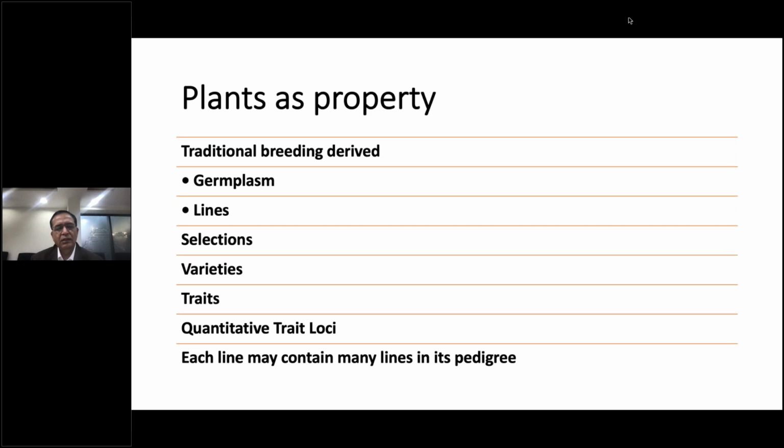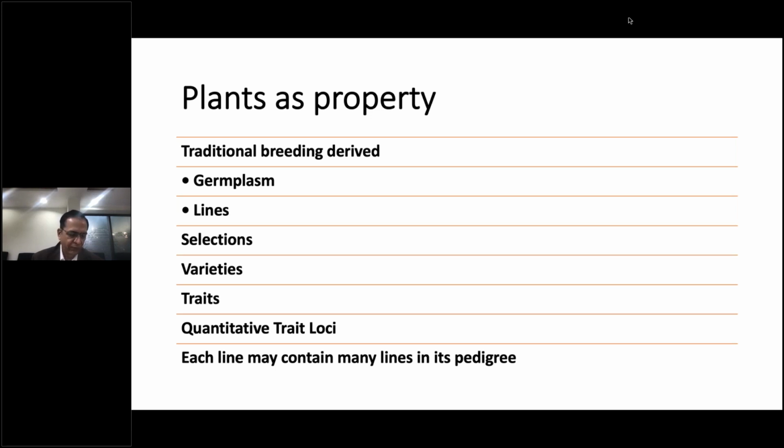So in terms of plants, it could be germplasm or developed lines. There could be a wide spectrum of selections, which are basically intermediary products. Varieties are developed in the public system and made available to private entities. They use them generally as a base material for developing their own lines. Traits are specific properties incorporated in plants that are distinctly identifiable.